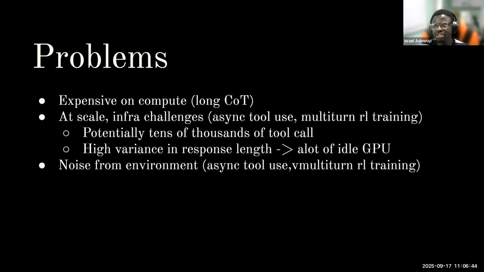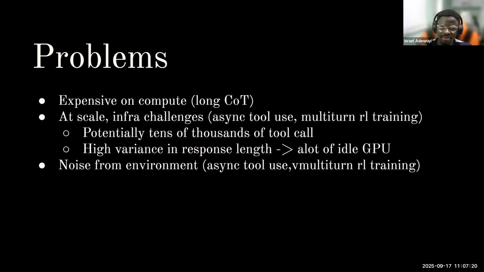And because of the nature of reasoning tasks, you have a lot of variance in the response length that the agent or the model produces. This variance in the response length gives you a lot of idleness during your RL training. For example, if you have a really long sequence and a really short sequence in the same batch, while the long sequence is still generating tokens and verifying from the environment, you would have a lot of GPU cores idle, basically.